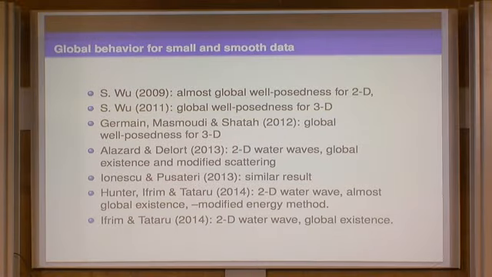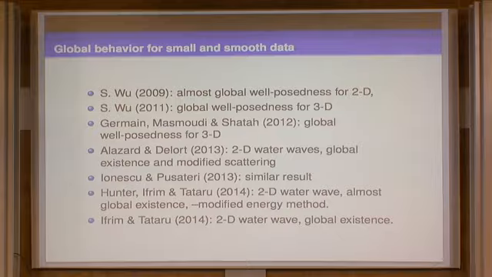So here is the list of the work. We did it in 2007, published in 2009. We first showed that for the 2D water wave, we can solve it. If the data is of size epsilon, then you can solve it up to the time scale of e to the 1 over epsilon. This is the so-called almost global well-posedness.